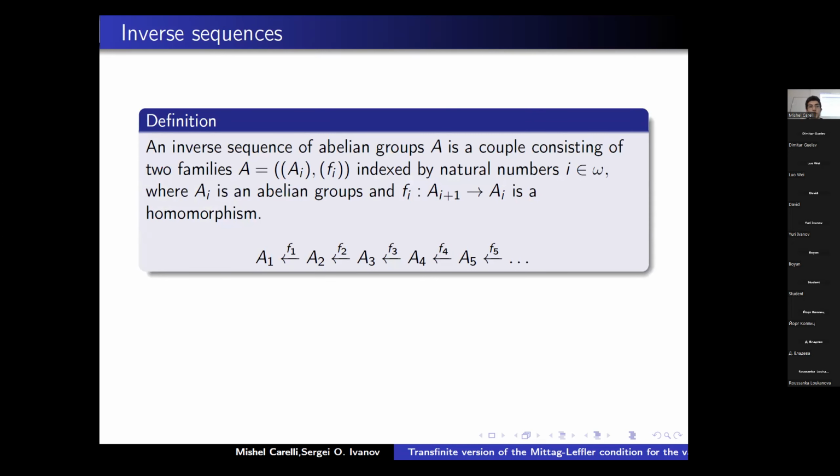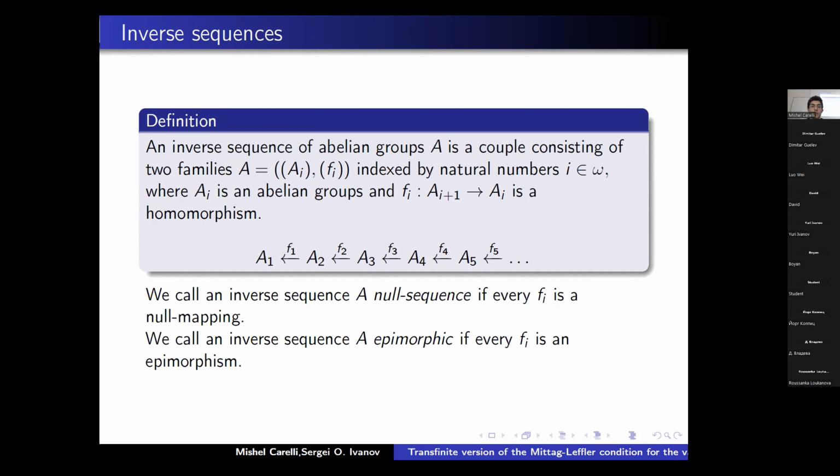Okay, the first definition. An inverse sequence of abelian groups is a couple consisting of two families. The first family is A_i, indexed by natural numbers, a family of abelian groups. And the second is f_i, a family of morphisms of abelian groups from A_{i+1} to A_i. We call an inverse sequence a null sequence if every f_i is a null mapping. That will be an important object later. Another important class of inverse sequences is epimorphic sequences. The sequence is called epimorphic if every f_i is an epimorphism.